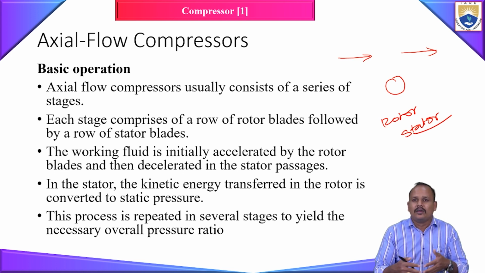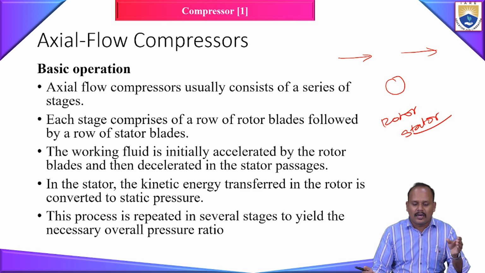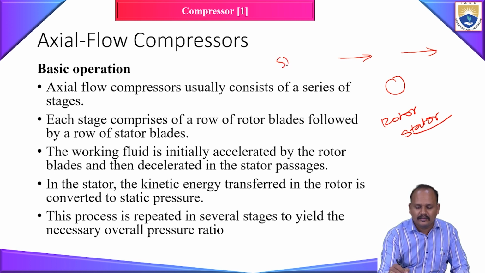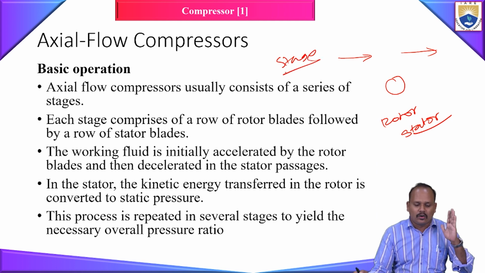One rotor and one stator combined together, we call the stage. What is a stage? Basically, it is the rotor followed by a stator. We call it a stage in case of your compressor, whereas in case of your turbine, it is opposite. First you start with the stator, and then it goes to the rotor.